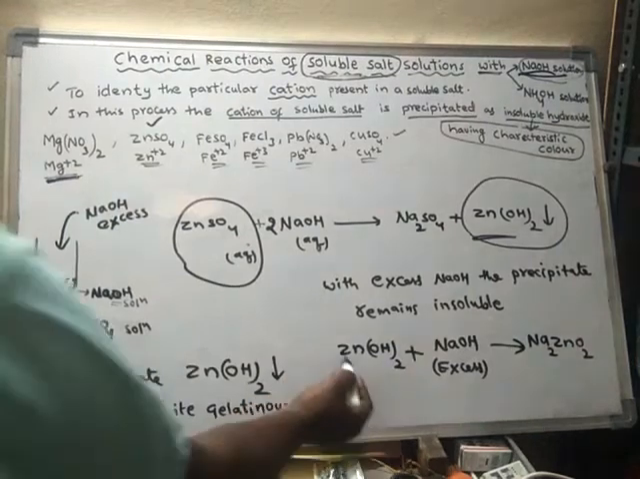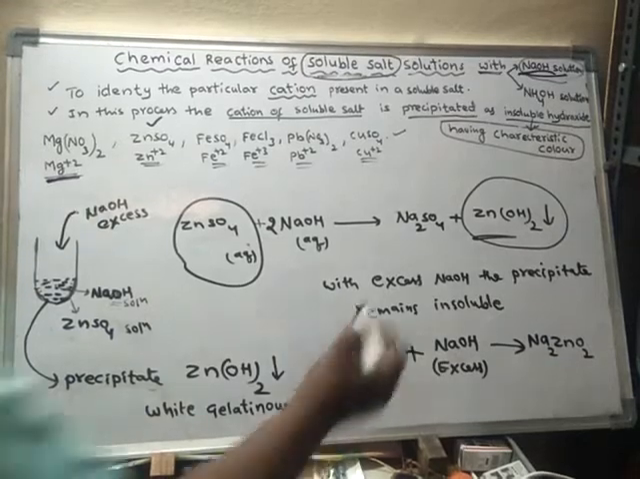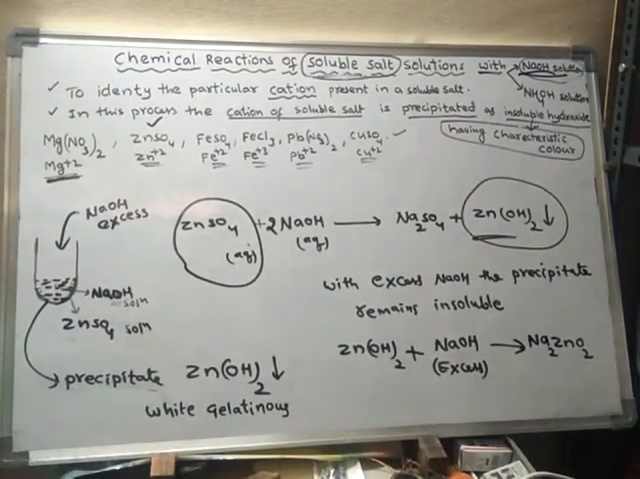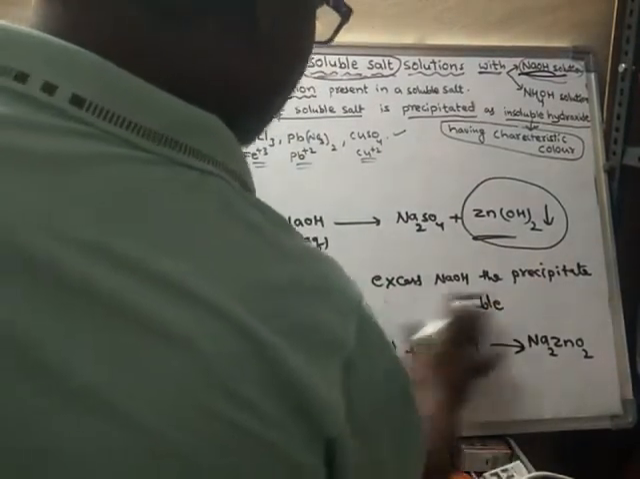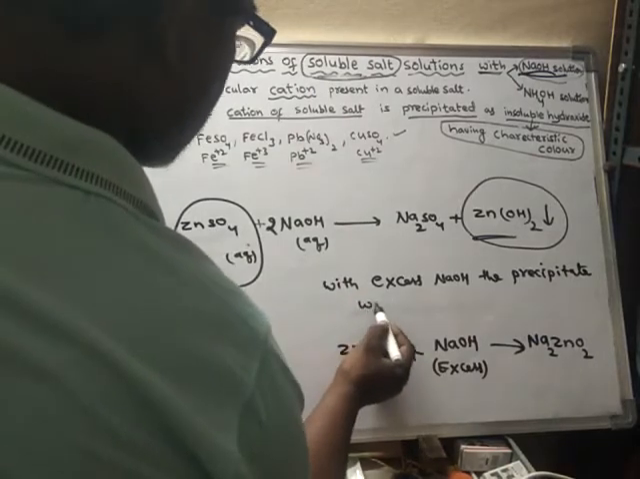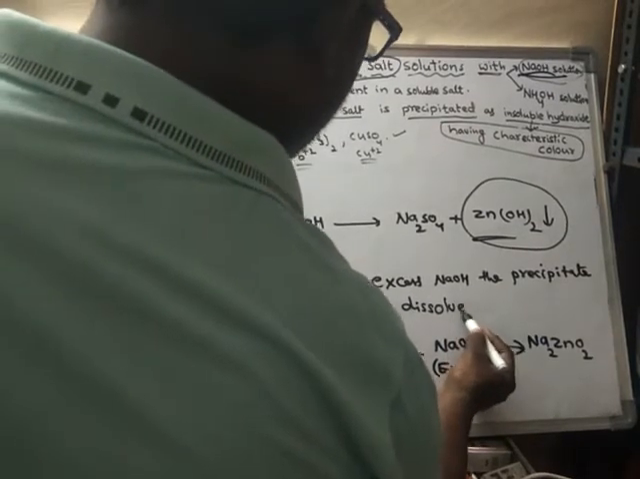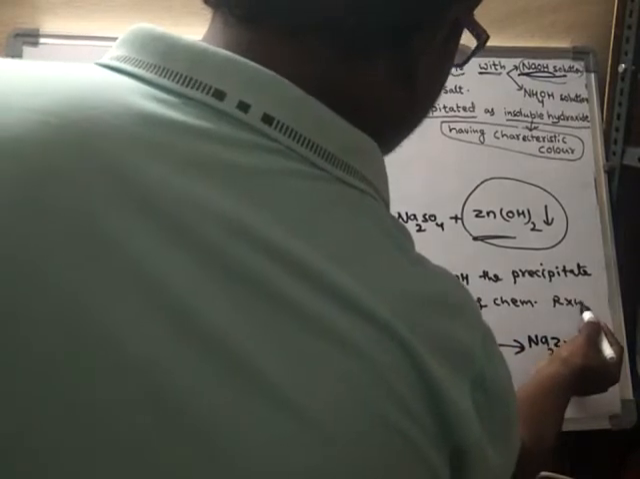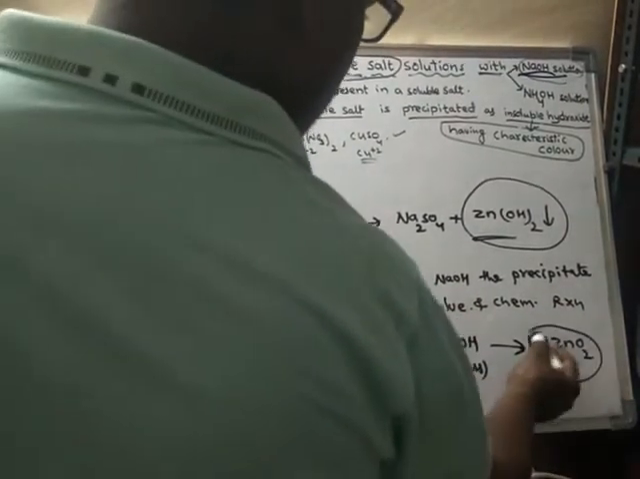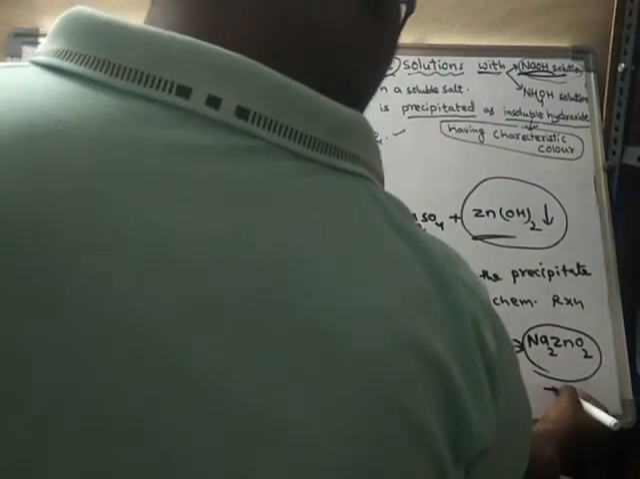Okay, so that means this substance is dissolved in excess sodium hydroxide. So what is this one? This is a soluble precipitate in sodium hydroxide. So here with excess NaOH the precipitate will dissolve, and a chemical reaction takes place to form sodium zincate and also forms some water during this reaction.